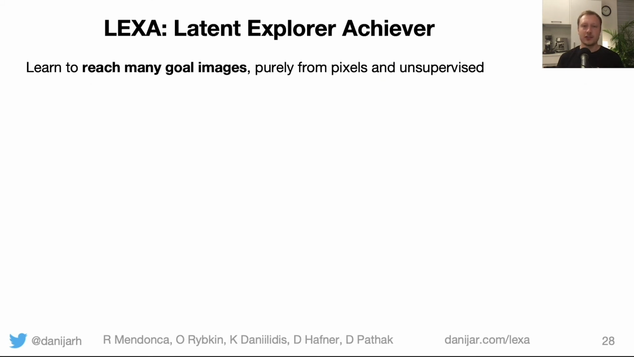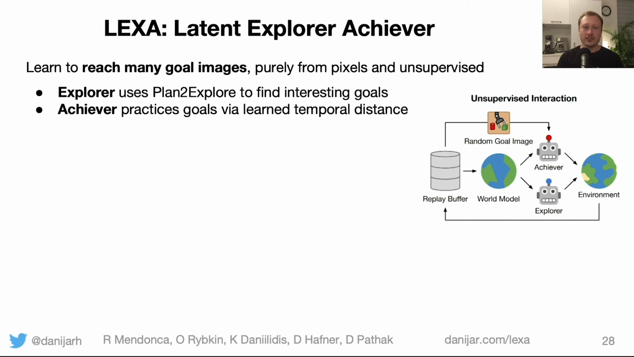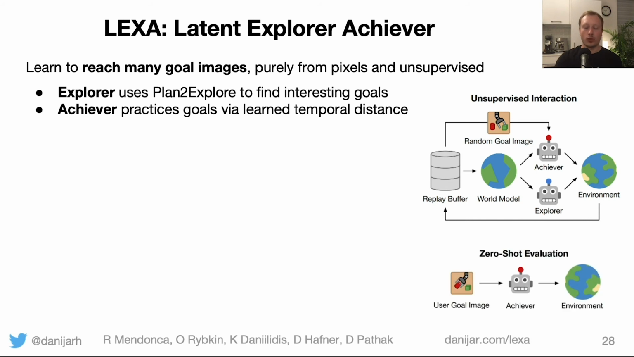To make tasks easier to specify for humans, Latent Explorer Achiever, or LEXA, learns to reach many goal images purely from pixels and without any supervision, not even goal images during training. For this, LEXA learns a world model to train two policies in imagination. The Explorer uses Plan-to-Explore to find interesting goals. The Achiever practices these goals using a learned temporal distance function in the latent space of the world model. After training, the Achiever can be used to reach user-specified goal images zero-shot without any additional training or practice in the environment.